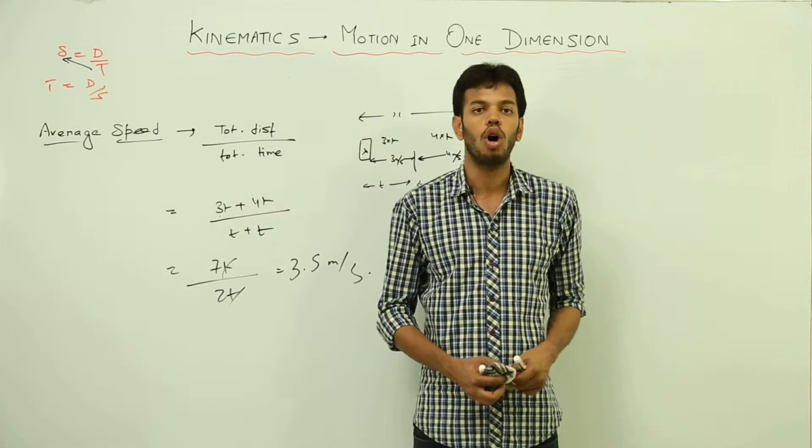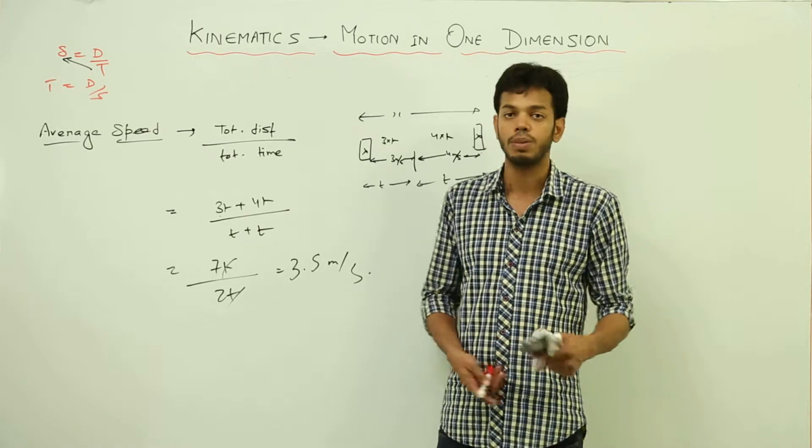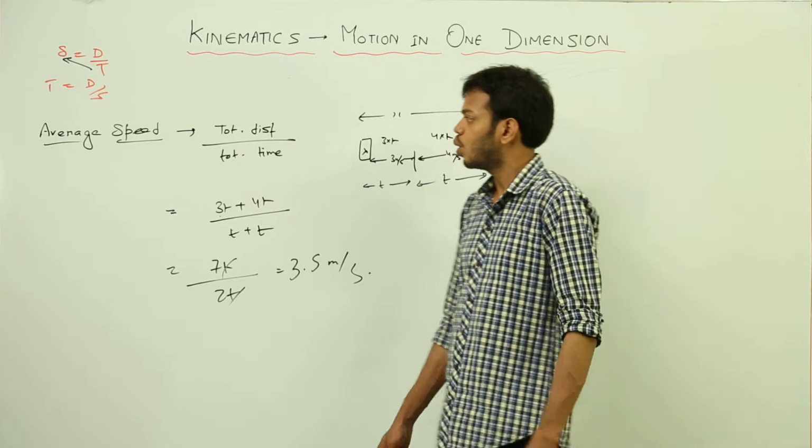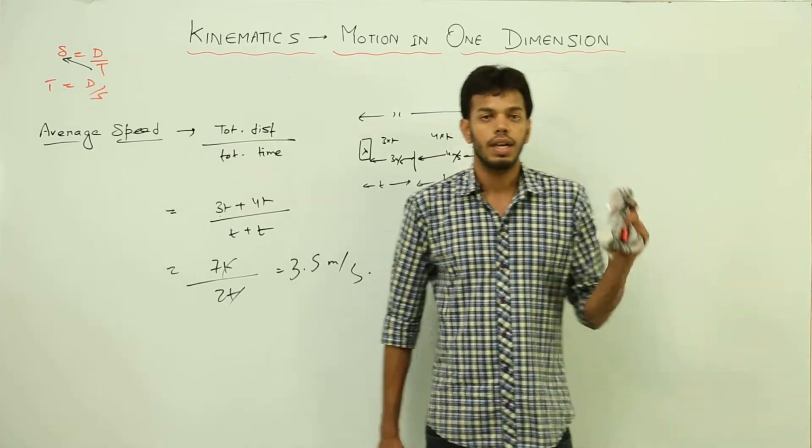So I have actually given you all different types of questions in average speed which might be available in your books. So we'll move on to relative speed now.